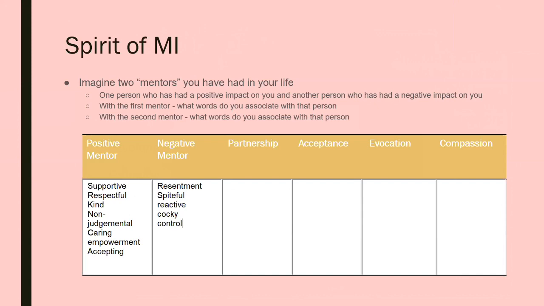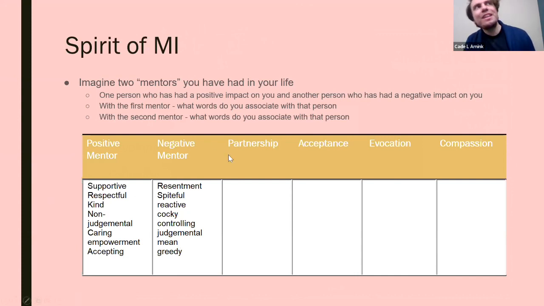Controlling. Judgmental. Mean. Greedy. Yeah, these are some great words. And so now, starting with the positive mentor, where can we place some of these words we generated in the spirit of MI? Where might supportive go?